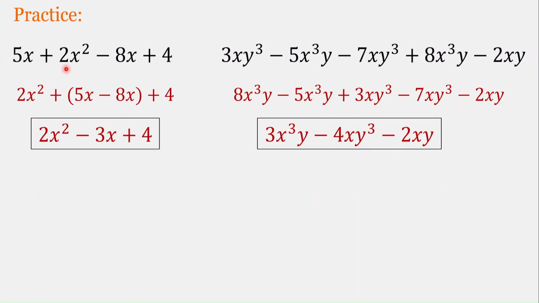So on this first problem, we only have one pair of like terms. The 5x can be combined with the negative 8x. The result is 2x squared minus 3x plus 4.